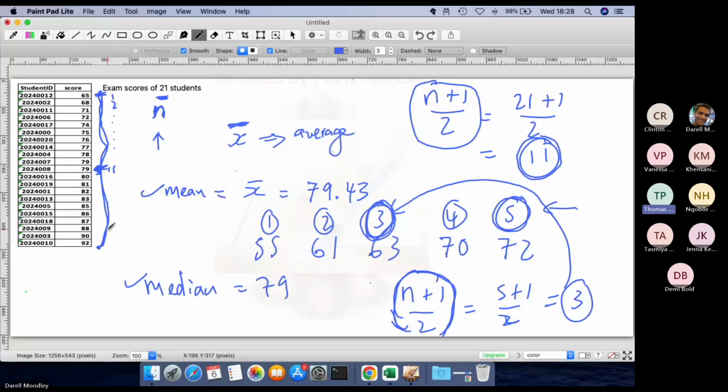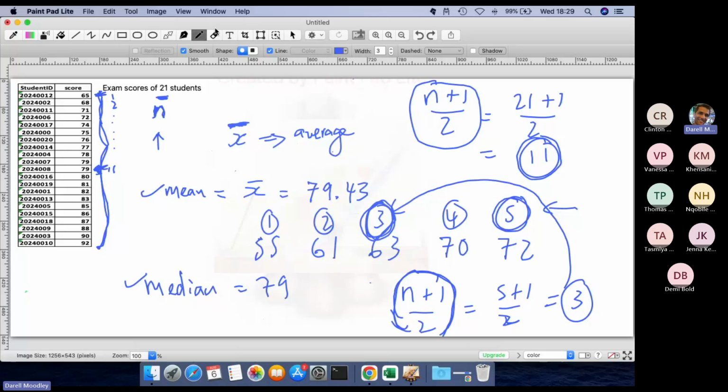Sorry, Daryl, just to stop you there. Sorry for that. I have a question before you go further. Sure. How will you get the median if you have an even number of values? Like for instance, you have 20 numbers, not 21. How will you work it out?